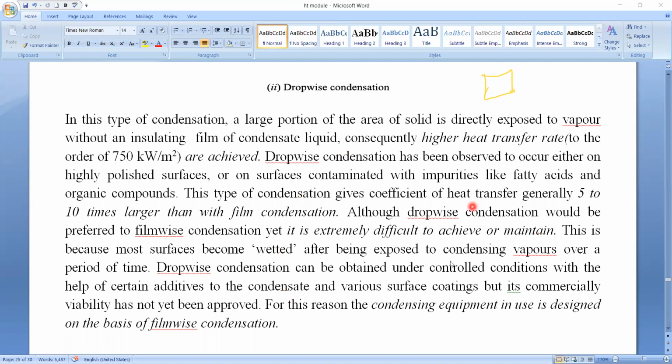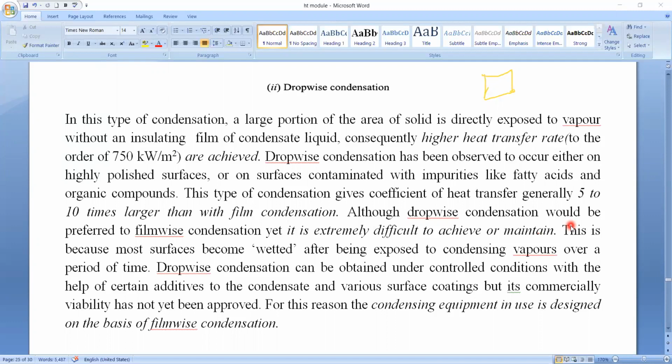Okay. Now, although dropwise condensation would be preferred to film-wise condensation, yet it is extremely difficult to achieve or maintain. See students, practically it's very difficult to attain dropwise condensation, because as the condensation proceeds for a long period of time, the complete surface is covered with a film, a thin layer of the condensate.